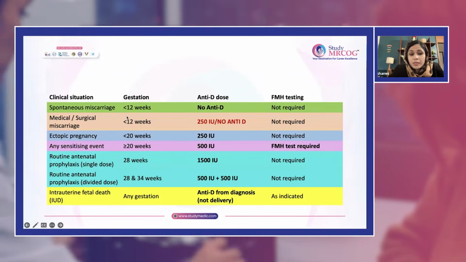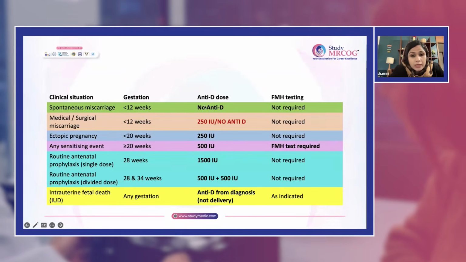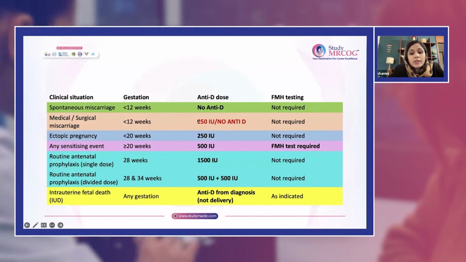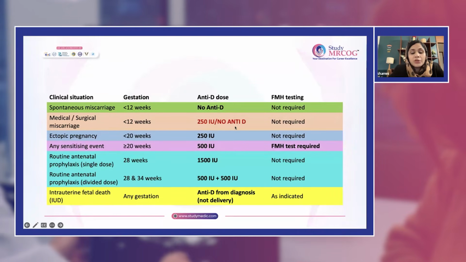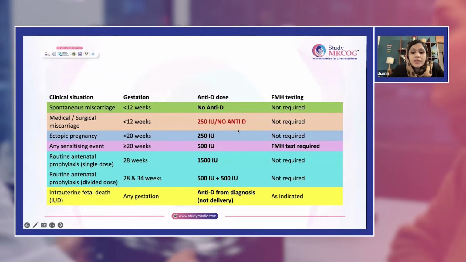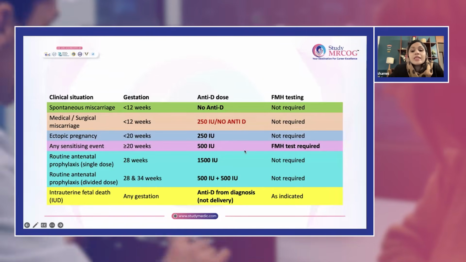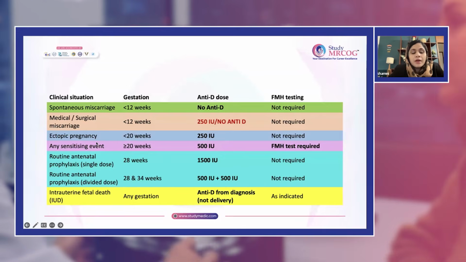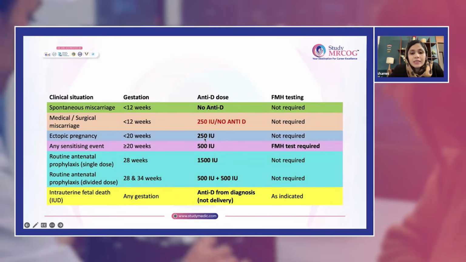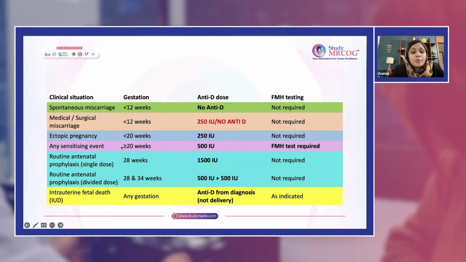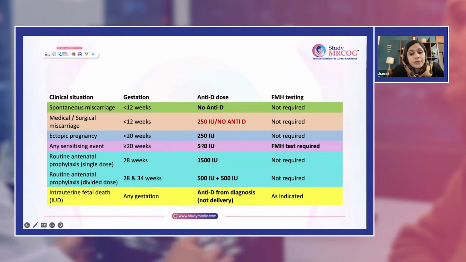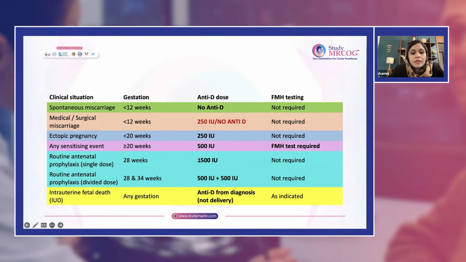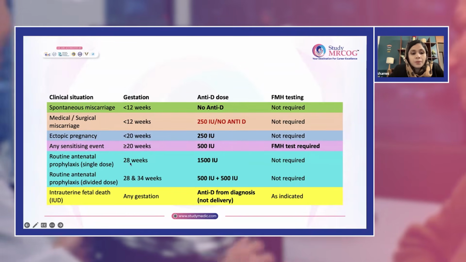First, spontaneous miscarriage less than 12 weeks, there is no need. Medical or surgical miscarriage less than 12 weeks: earlier they used to say 250, but now according to the NICE guideline, less than 12 weeks, no anti-D is needed, irrespective of whether it's spontaneous, surgical, medical, whatever it is. Ectopic less than 20 weeks, you have to give 250. More than or equal to 20 weeks, 500. So if it's 20 weeks, you have to give 500, and you have to do FMH testing also.